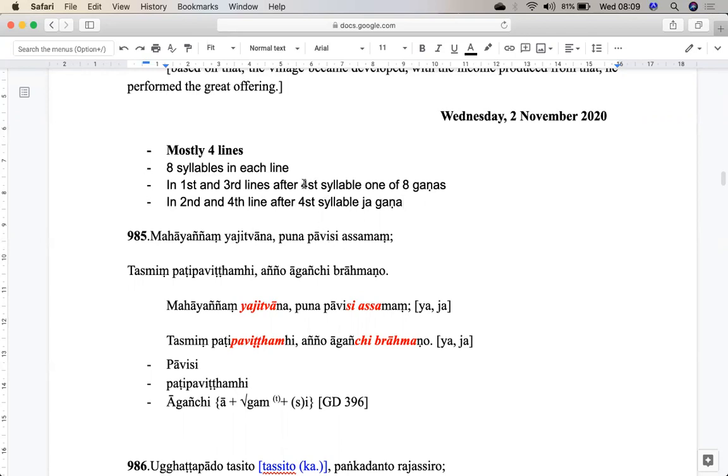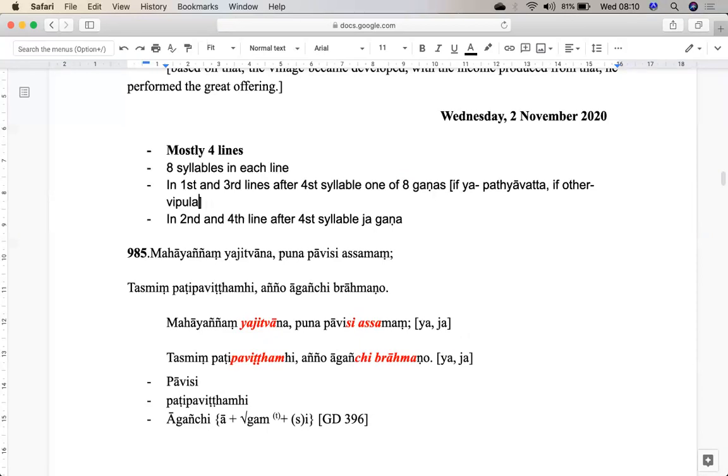So here, one of the eight gaṇas appears in the first and third lines. If it is a ya-gaṇa, at that time we call it Pathyā Vatta. But if it is any other, we call it Vipulā. But in the second and fourth lines, we cannot change it: it must be a ja-gaṇa.